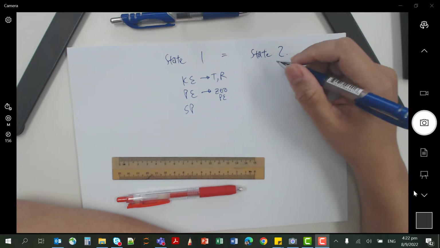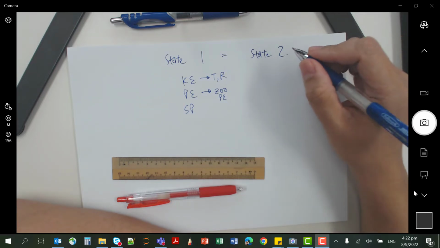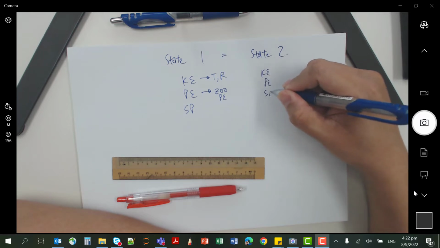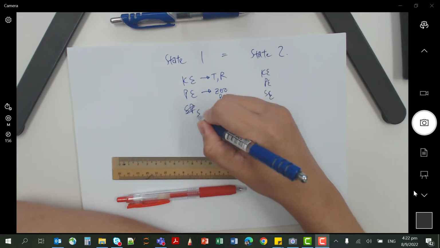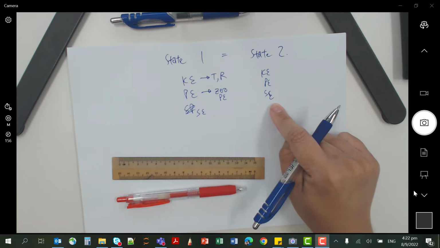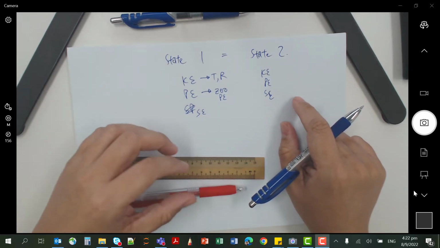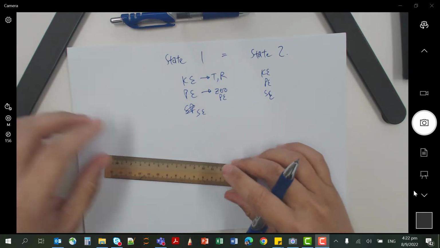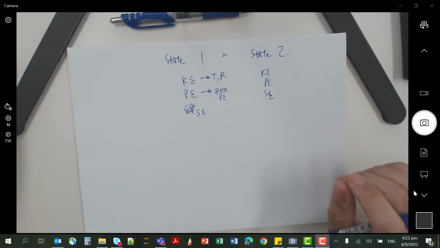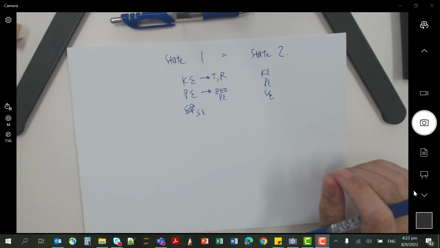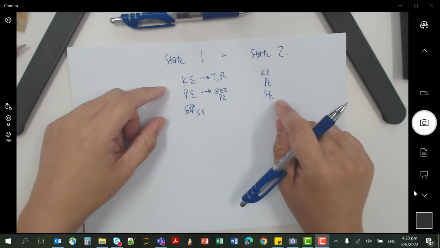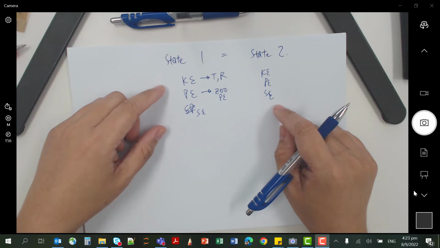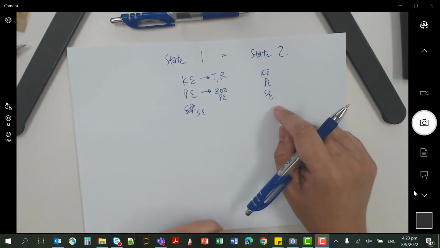State 2 is the same. Where do you define as the final state, and what KE, PE, and spring energy you have at state 2. So by right, both should balance out with each other. Then you balance out, and then eventually you find the unknowns that you need to find.